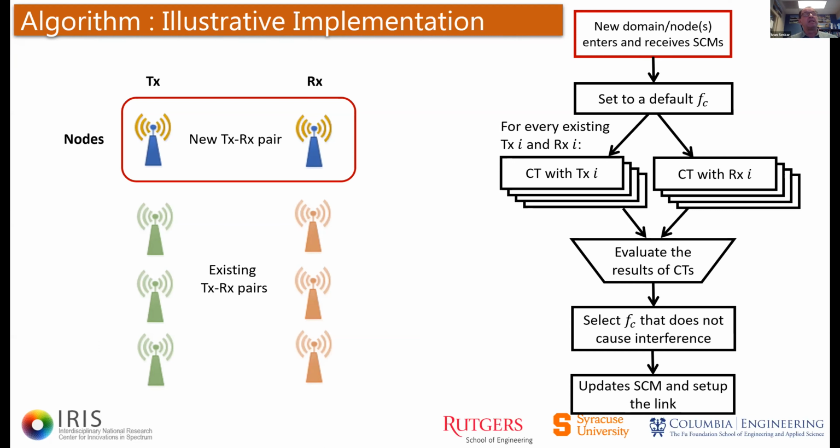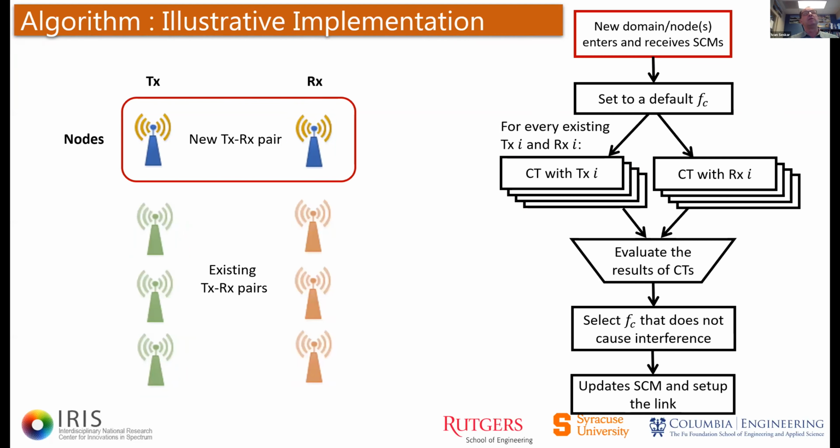The assumption here is that there are existing domains, and they are participating in communications. A new domain comes in, and it has a number of nodes. In this particular case, we have existing domains or existing TX-RX pairs. A new domain comes in with two radios. One we are designating here as a TX and one as an RX, but you can easily extend this to two-way communication where both are transceivers.